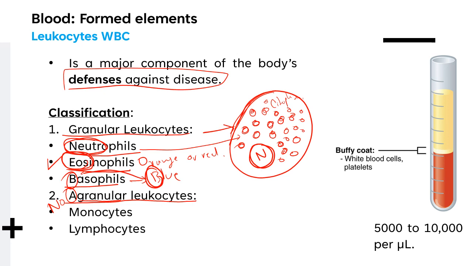So that is one of the first things that you need to remember. Basophils, the granules will look blue under the microscope. Eosinophils, they will have an orange or red color in the granules. Agranular leukocytes, we have monocytes and lymphocytes. Let's review all these leukocytes next.